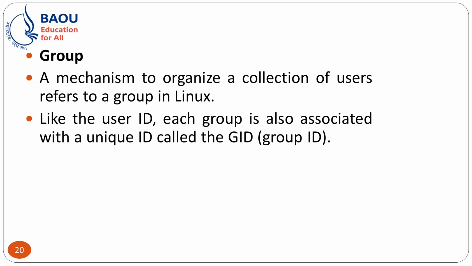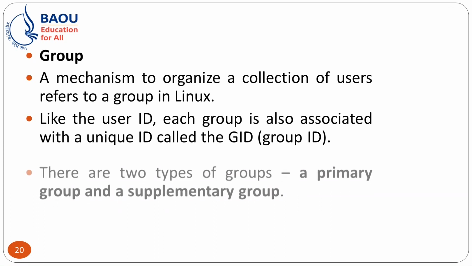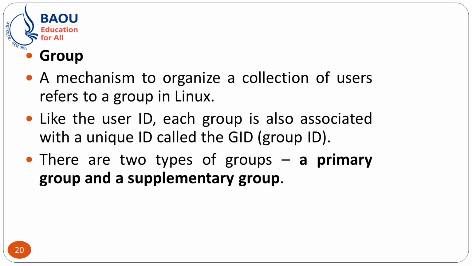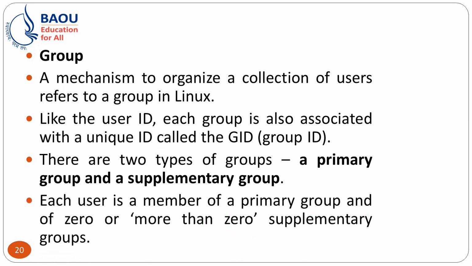If you want to identify any user or any group, that is possible with this unique identification number, right? Here again there are two types of groups, just as we discussed two types of users, root user and normal user. The two types of groups are primary and supplementary. Each user is a part of a primary group, and may also be part of supplementary groups. The supplementary groups may be zero or multiple.